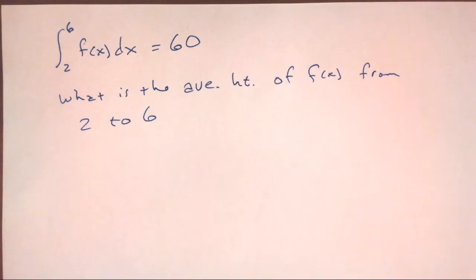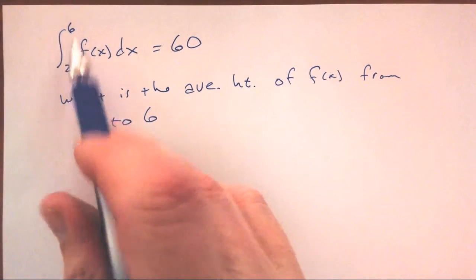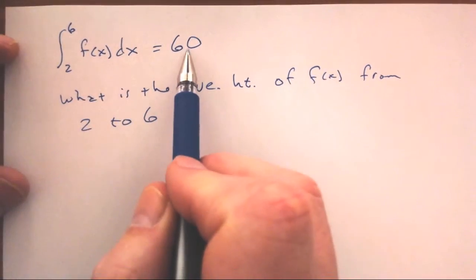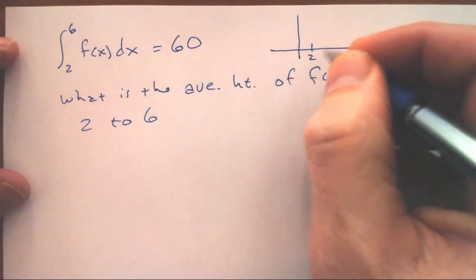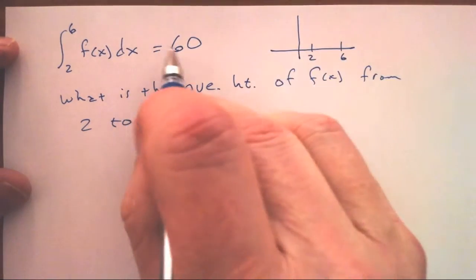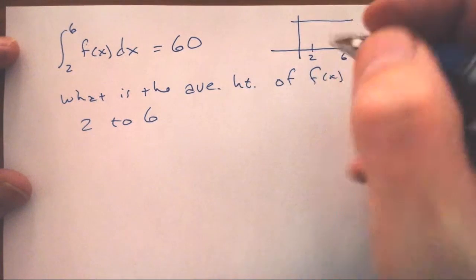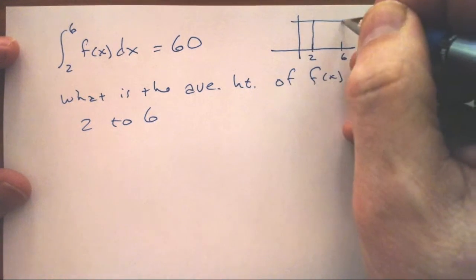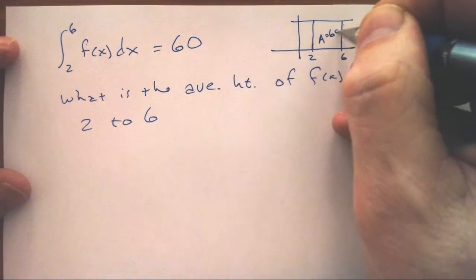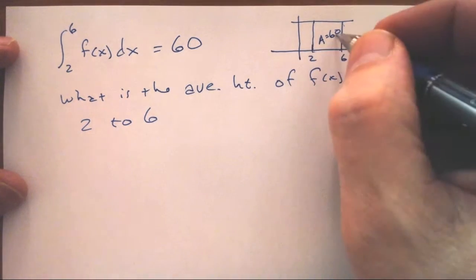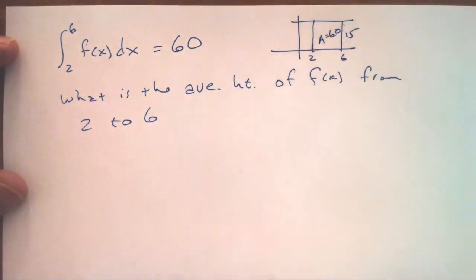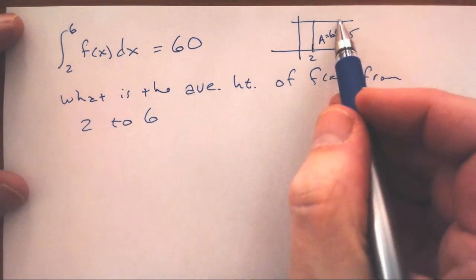So, I don't know what f of x looks like, but I know between 2 and 6 it has an area of 60. So I'm going to arbitrarily say, well, what if from 2 to 6 we were dealing with a constant function? And now my area in here would be 60. If this is 4, that means 60 divided by 4, this must be 15. Now, what if it's not that?